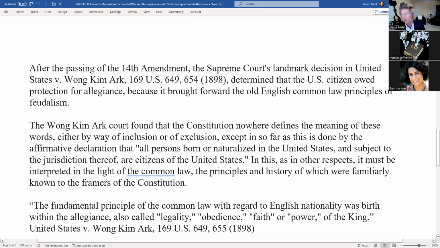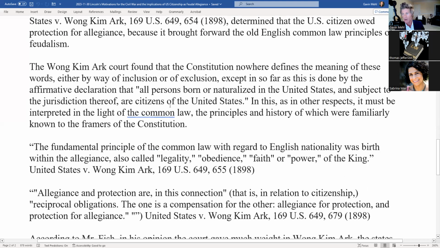So the Wong Kim Ark Court found that the Constitution nowhere defined the meaning of words, either by way of inclusion or exclusion, except so far as to be done by affirmative declaration: all persons born or naturalized in the United States and subject to the jurisdiction thereof are citizens of the United States. So in this and other respects, it is fairly interpreted in the light of the common law, the principles and history of which were fairly known by the framers.